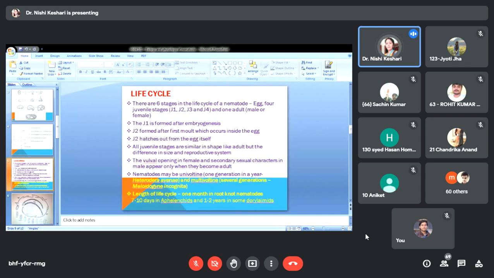So now there are 6 stages in the life cycle of a nematode. First is egg, and 4 juvenile stages J1, J2, J3, and J4, and 1 adult that may be male or female. The J1 is formed after embryogenesis, and J2 is formed after first molt, which occurs mostly inside the egg. And J2 hatches out from the egg itself.